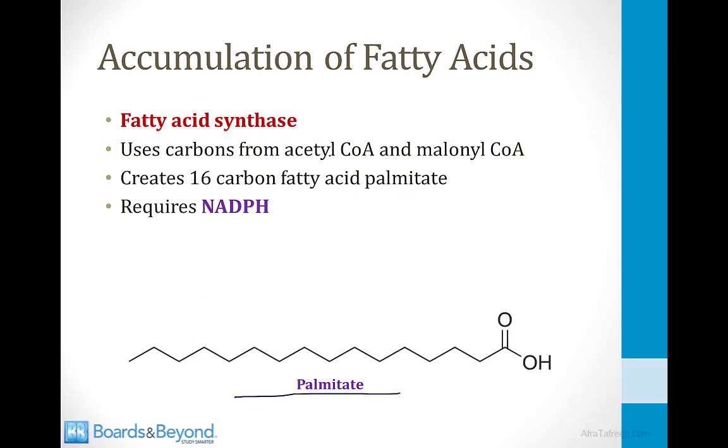To explain this a little bit further, shown on the screen here is the structure of palmitate. Palmitate is synthesized by the enzyme fatty acid synthase. It uses carbons from acetyl-CoA and malonyl-CoA to make the 16-carbon fatty acid palmitate, and fatty acid synthase uses NADPH. So when the levels of NADPH get high, this favors the formation of palmitate by fatty acid synthase, and therefore it favors the formation of fatty acids in general.